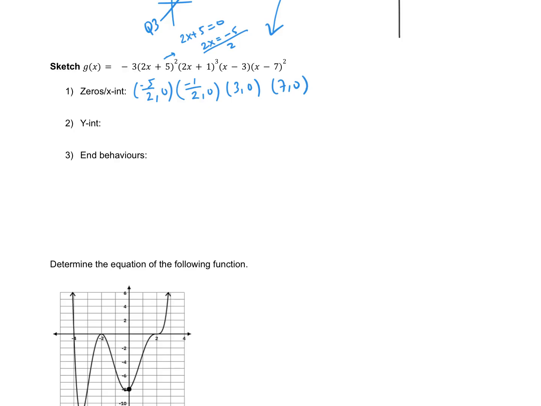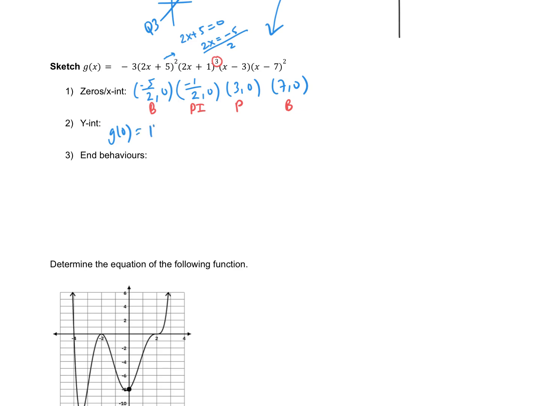The first bracket was a bounce because of the exponent of 2. The next one is a point of inflection because of the cube. Then we have a pass and one more bounce at the end. In terms of the y-intercept, I'm going to sub in 0 for my x's.